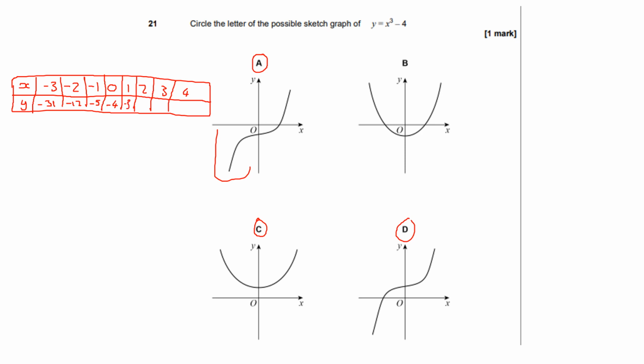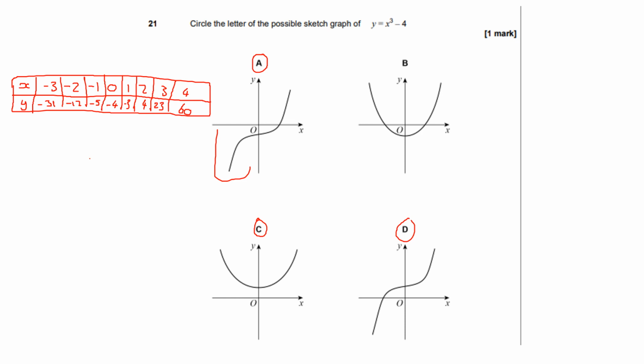2 cubed is positive 8. Minus 4 is positive 4. 3 cubed gets us to 27. 27 minus 4 is now 23. And finally, 4 cubed. So 4 4s are 16. So that times 4 gets us to 64. And that minus 4 is 60.